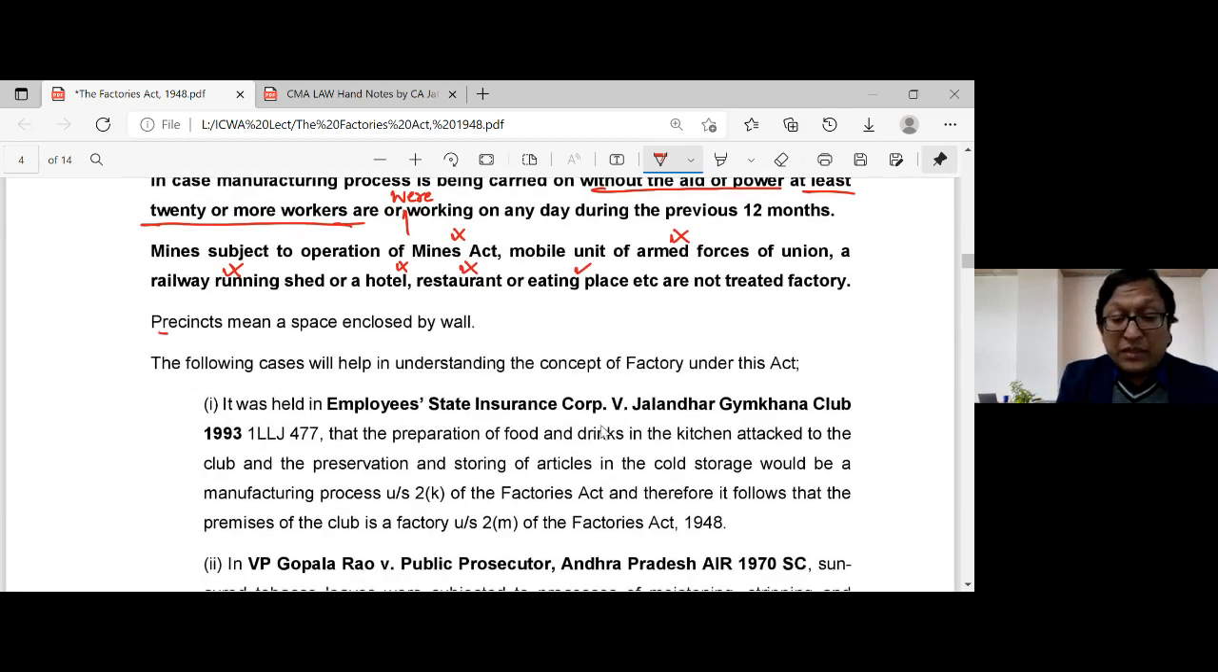Precincts, I told you. Precincts means a place that is enclosed by a wall. There must be some wall. Otherwise, that will become a land. That will not be called precincts. That will not be called premises.